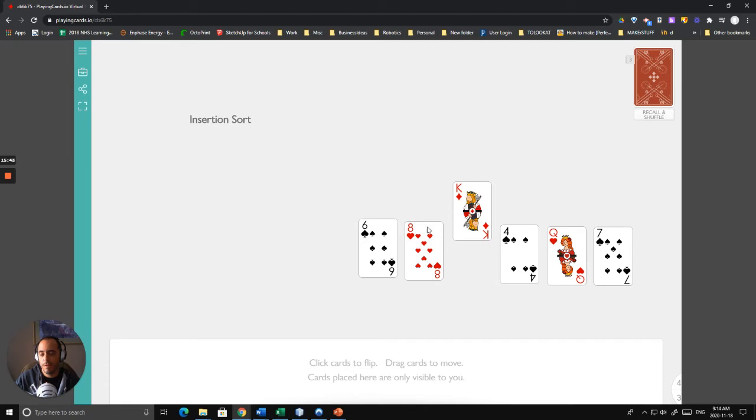And it says, all right, let's fit king into the right spot. It moves backwards. It says, is 8 greater than the king? No, it's not. So it's going to just put this back where it is. Then it's going to come over to the 4.